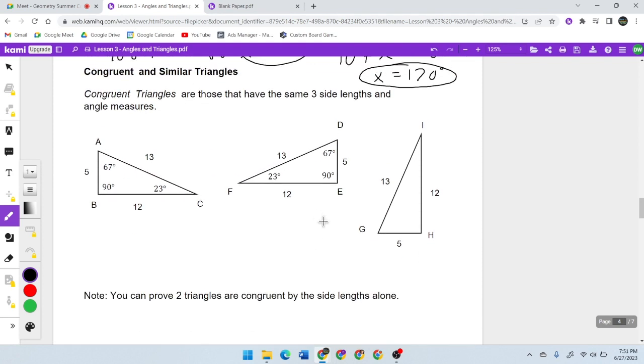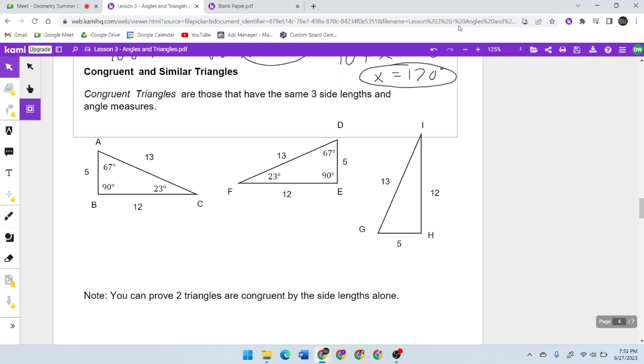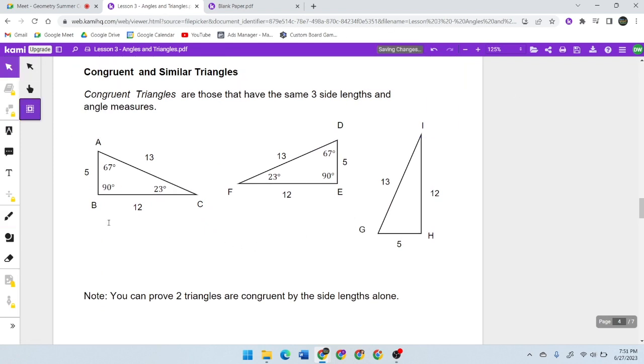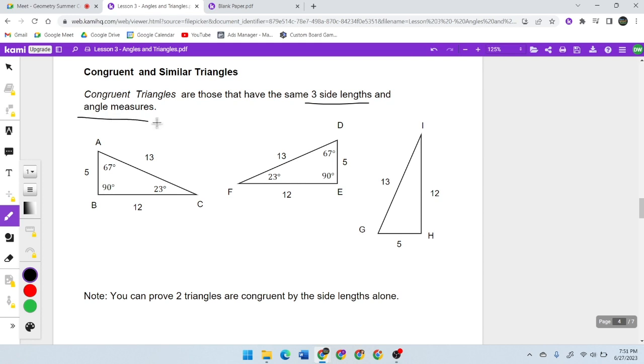Okay. So for the next part, we're going to be talking about congruent and similar triangles. Congruent, which we talked about before, means equal in geometry. And if you want to say two triangles are congruent, in other words, equal, then you need to have, and we wrote it down right here for you, the same three side lengths and the same three angle measures. That's the only way they can be congruent. That's the only way they can be equal.